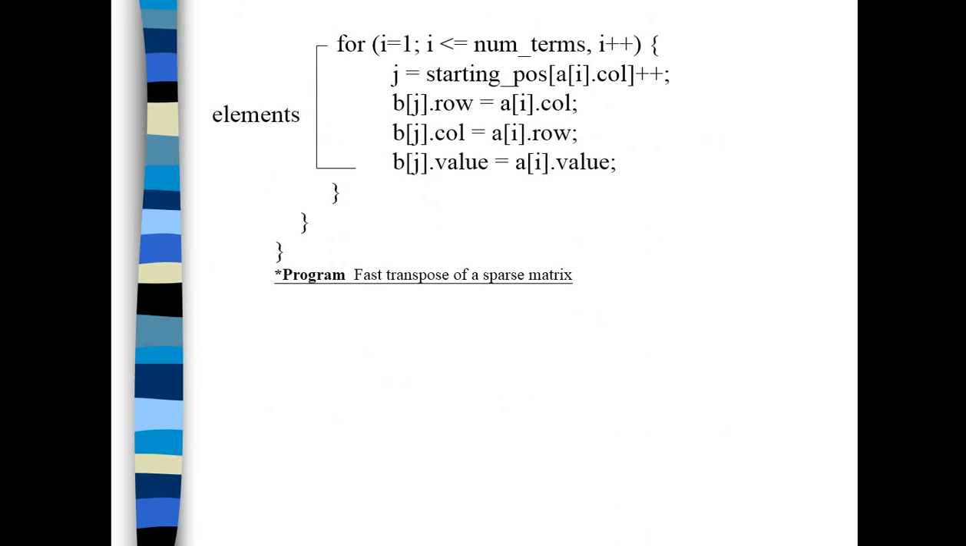Then we copy the number of terms. For the starting position of a of i dot column, in that location we copy to j, then we increment the starting position. The column value is copied to the row value, the row value is copied to the column, and the non-zero value is copied as it is. So this is how we perform the sparse matrix transpose. With that, the first unit will be over.